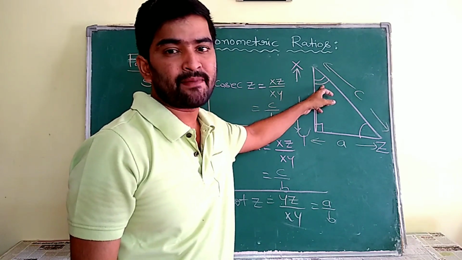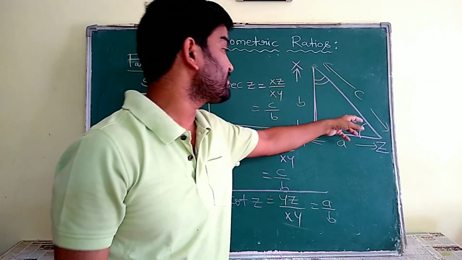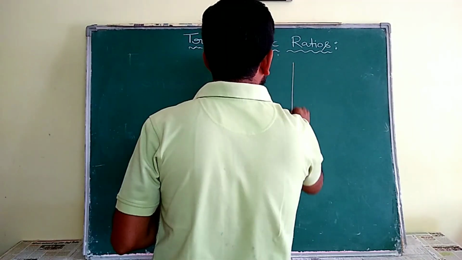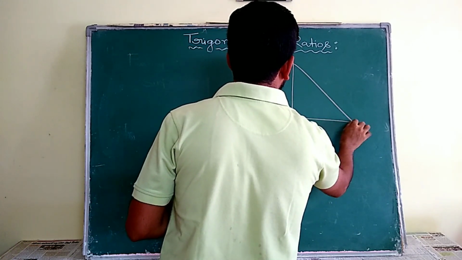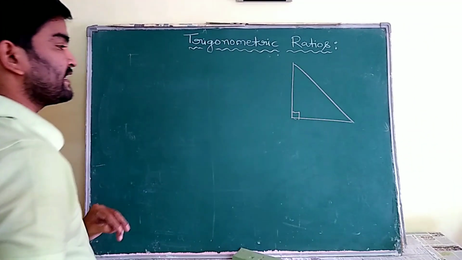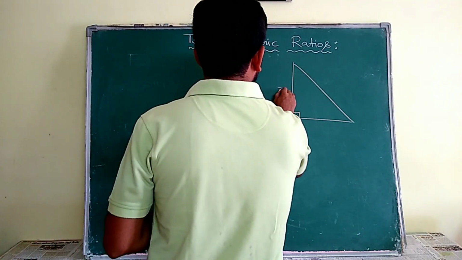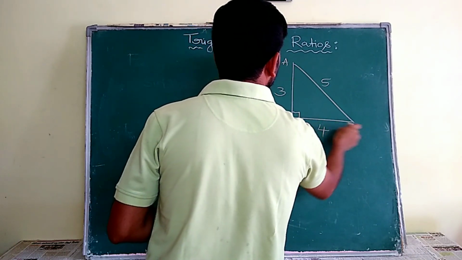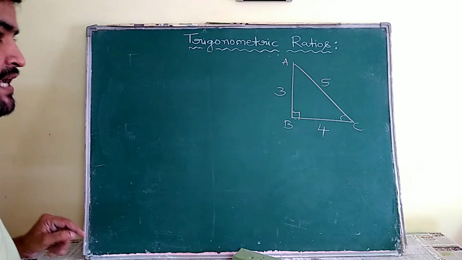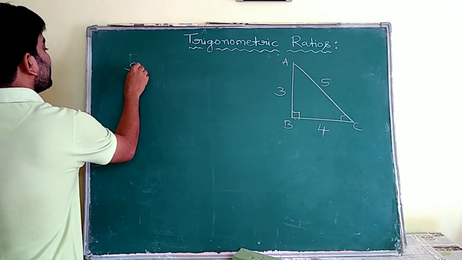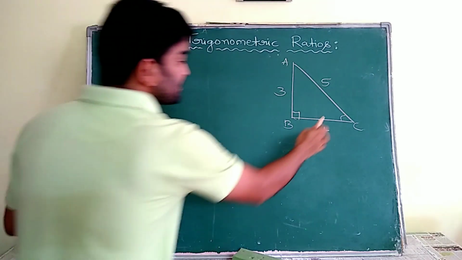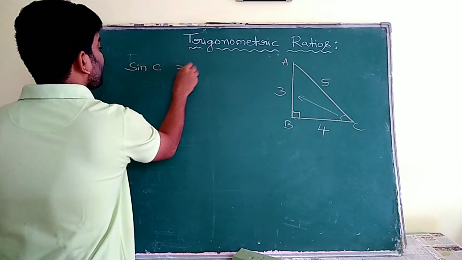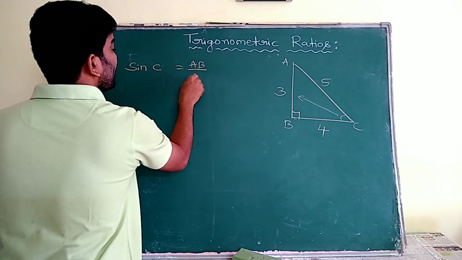With respect to x, I may write all the 6 trigonometric ratios. Again, with respect to z also, I am going to write all the 6 trigonometric ratios. So what may be the value of sine? That means the range of the values of these trigonometric ratios we are going to discuss. Let us take a Pythagorean triplet 3, 4, 5, and it is a triangle ABC. With respect to C, I am going to write sine. Sine C means C's opposite side by hypotenuse. C's opposite side is AB and its hypotenuse is AC.